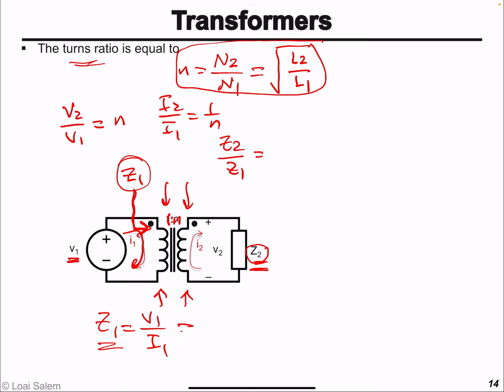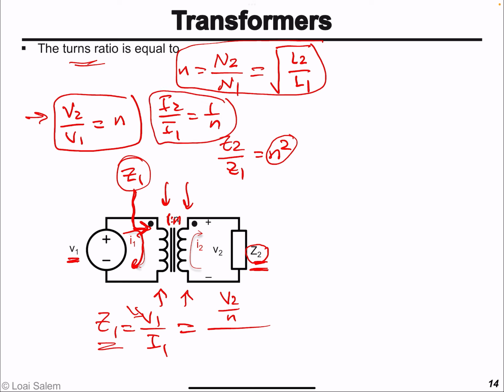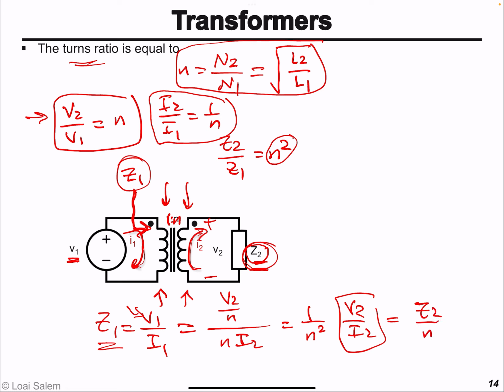To find this ratio, you will find it at the end of the day equal to N squared. So it's similar to the voltage transformation, just take the square. And why is that? Well, V1 from this equation is equal to V2 divided by N. What about I1? I1 from this equation is equal to N times I2. So this will give us 1 over N squared, multiplied by V2 over I2. If this is V2 and this is the current, the ratio is basically Z2. So this will be equal to Z2 divided by N squared.